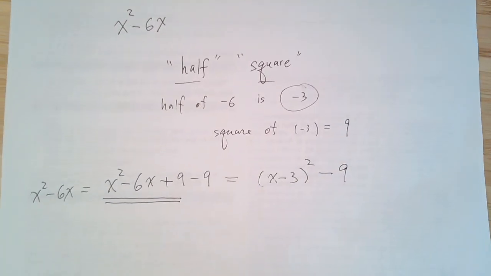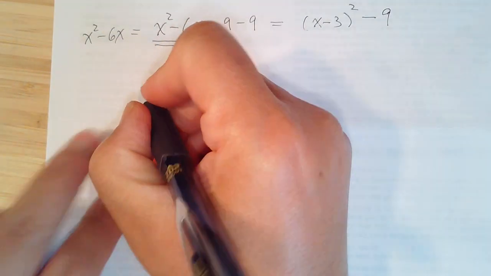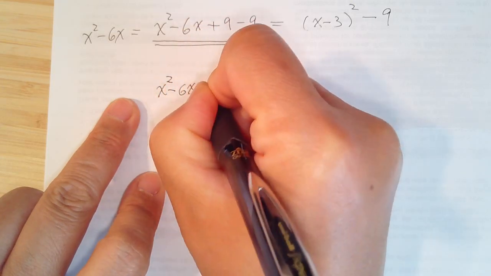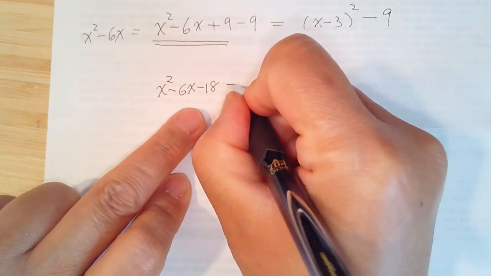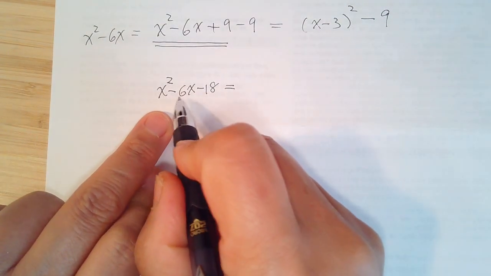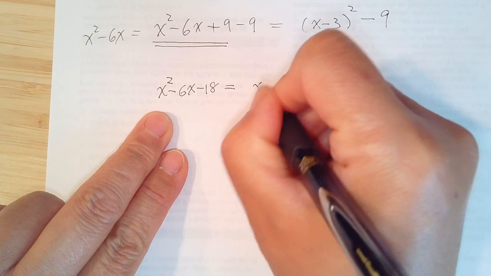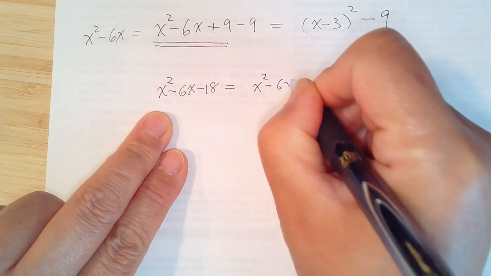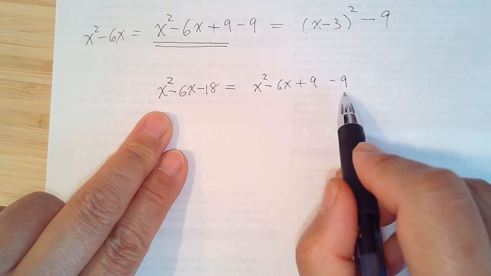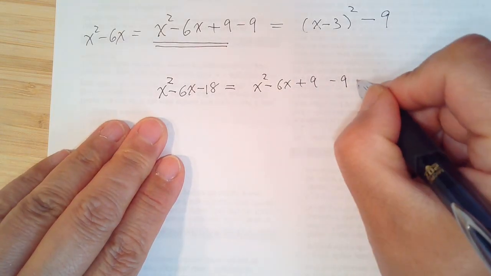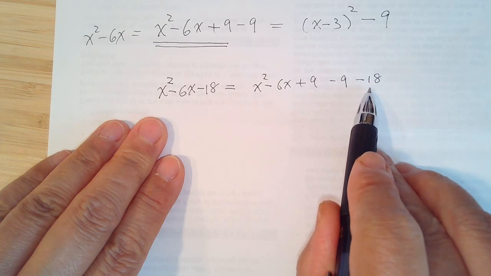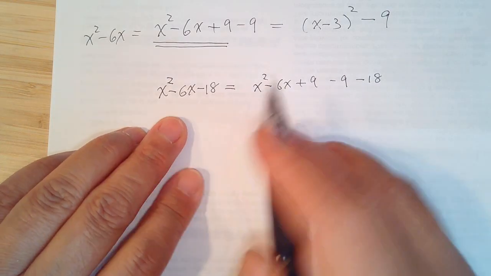Okay? So let's try another one. If I give you an expression x squared minus 6x minus 18, can you complete the square? Yes. Again, half, negative 3, square, 9. Therefore, you do this: x squared minus 6x, you plus 9 minus 9. Every time you plus and minus the same number, you're not changing the value. And then you copy this 18. You have to bring this negative 18 with you to make sure that you can write equal here, okay?